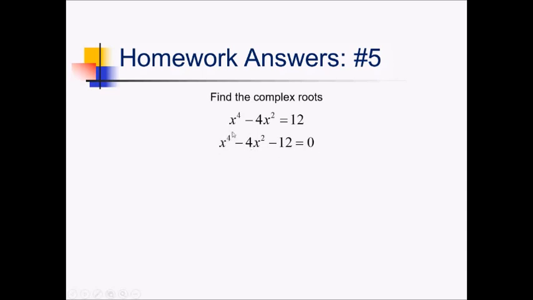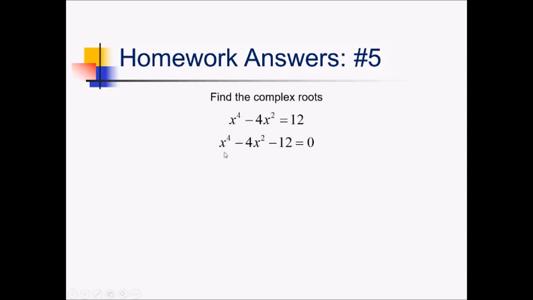We have an x to the 4th, an x squared, and a constant. That means I can treat this like a quadratic when I factor it, only I'm going to use x squared wherever I would normally use x. So looking for numbers that multiply to negative 12 and add up to negative 4, what could those numbers be? 1 and 12 doesn't work. 2 and 6, if I have negative 6 and positive 2, that would add up to negative 4.